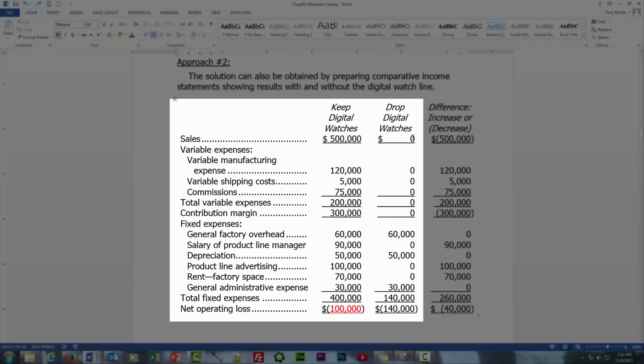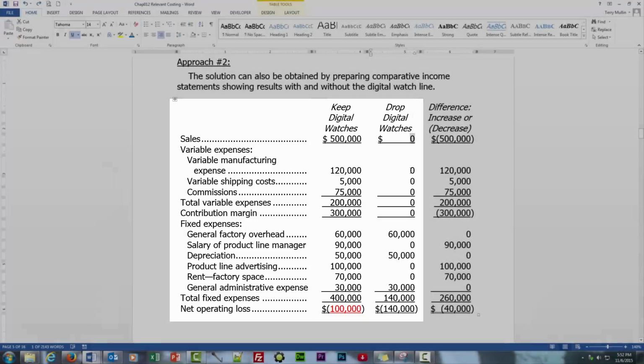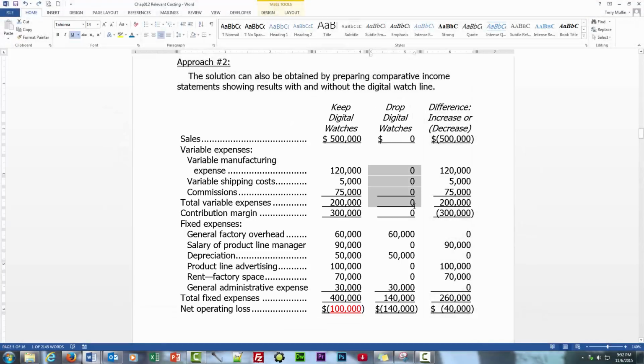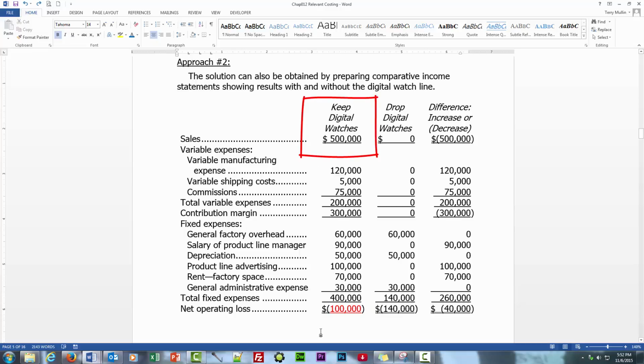If we quit making the watches, we'll have no revenue, but then we'll have no variable expenses and ultimately no contribution margin. But if you look at the factory overhead, we're still going to have that. We're still going to have the depreciation, and we're still going to have the general administrative expense. So we're going to lose $140,000. So if we don't make the watches, we lose $140,000. If we continue to make the watch, now we're only going to lose $100,000. And so it's better off to keep making the watches.